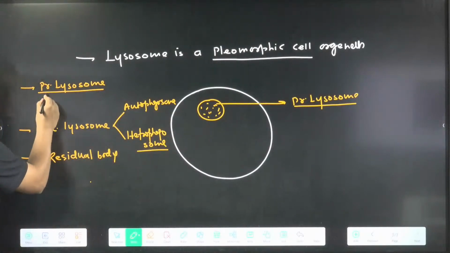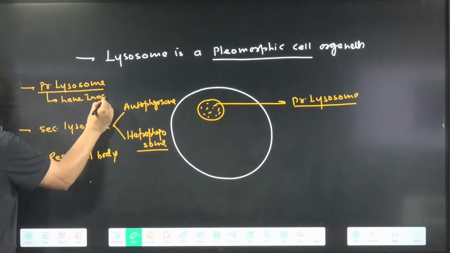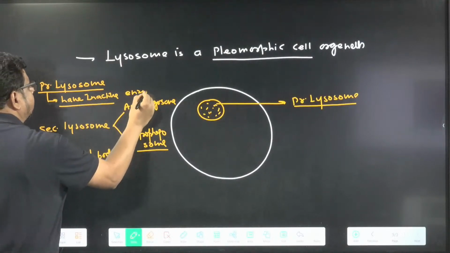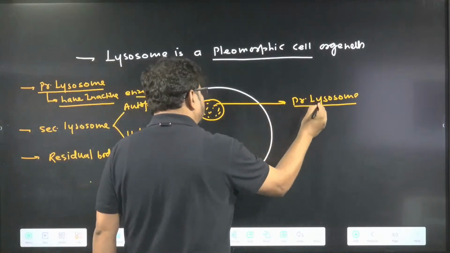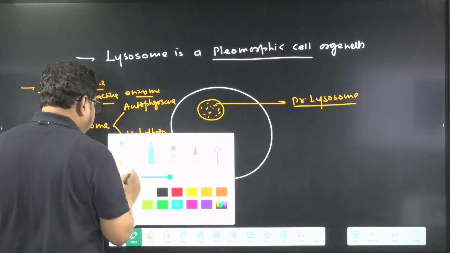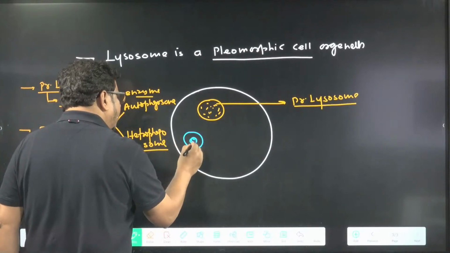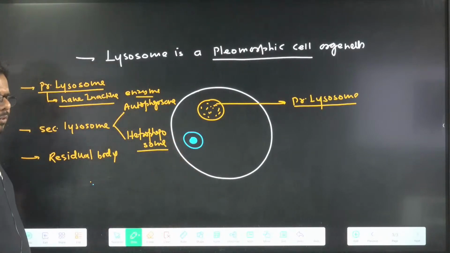So these primary lysosomes have inactive enzymes. All the enzymes are inactive in primary lysosome. Just give your attention. So this is the first form of lysosome from the Golgi apparatus. Now suppose that this is the food vacuole in amoeba, and in the food vacuole food is there. Amoeba captures this food with the help of pseudopodia.